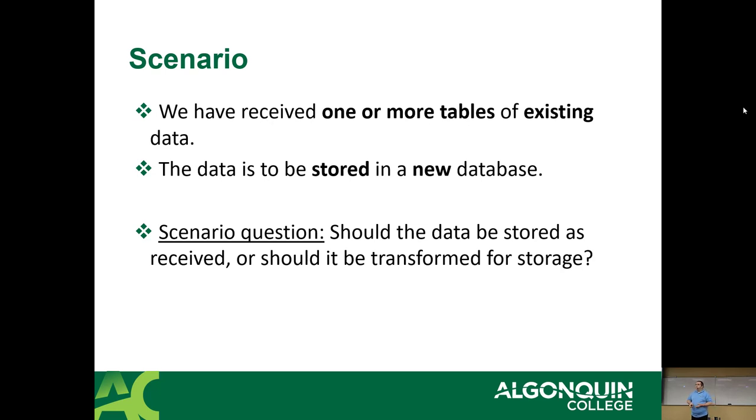Sometimes we'll receive one, two, three, or four or more tables that have existing data in them. It might come to you as an Excel spreadsheet, might come as a CSV file or a bunch of CSV files. It might come as a database dump from one system. So how the data arrives to you is irrelevant. It's what you do with said data.